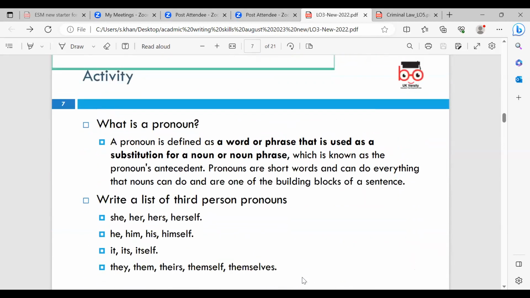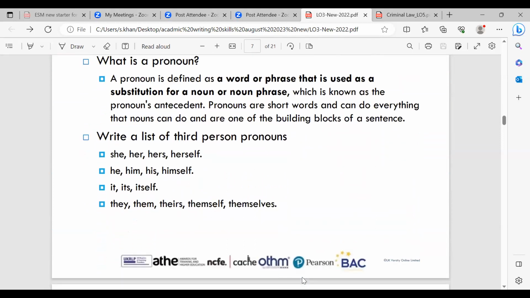Right, so an activity. What is a pronoun? A pronoun is defined as a word, as we mentioned earlier, or phrase that is used as a substitution for a noun or noun phrase, which is known as the pronoun antecedent. Pronouns are short words. Write a list of third person pronouns. So we've got she, hers, herself, he, him, himself, it, itself, they, them, themselves.